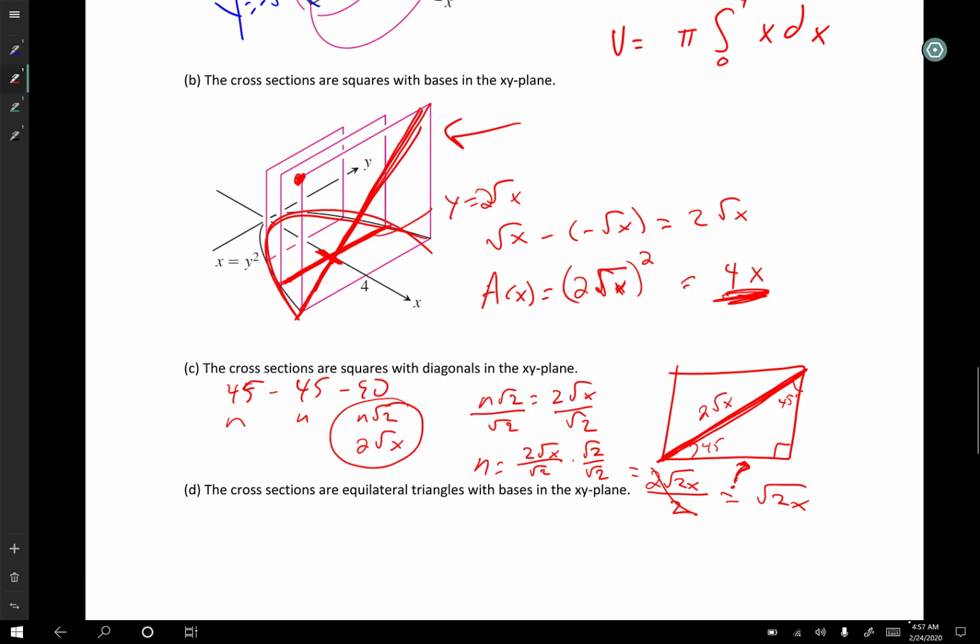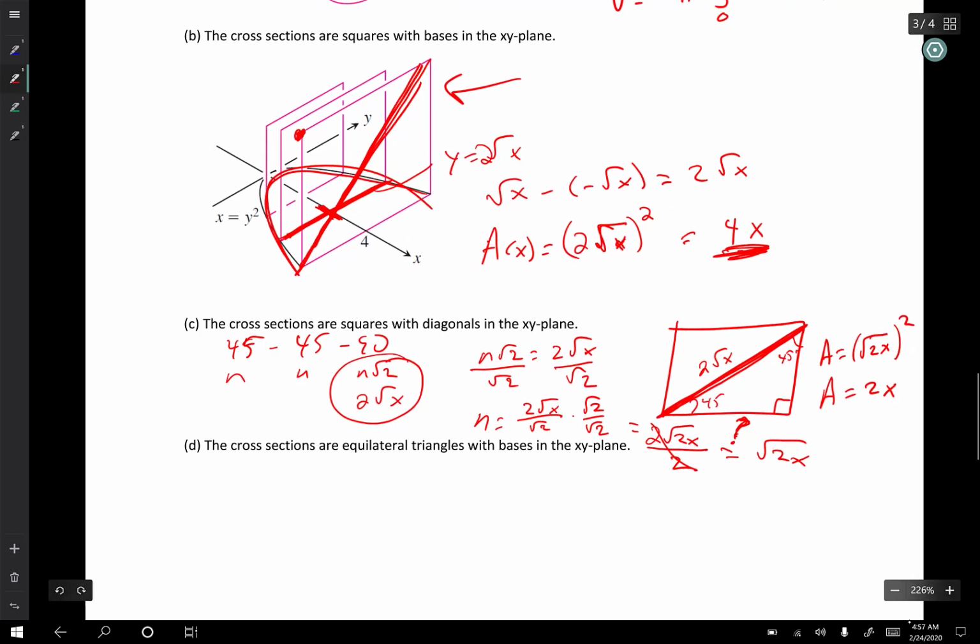So if that's one of the sides, that means that my area is going to have to be, that's an equal sign. This board is being a little sensitive. Square root of 2x, both of those are on the inside. Square it. So my area is just going to be 2x. So if I wanted the volume, I would integrate from 0 to 4 of 2x. And that would be an example of one that you could do without a calculator.